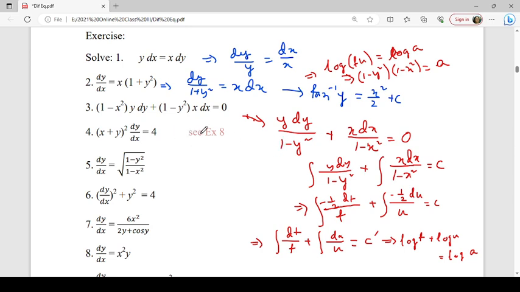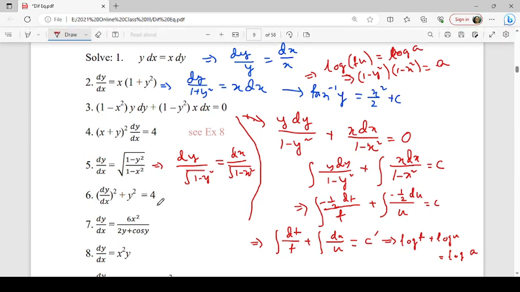Then number 4 is like example 8. Then number 5 we can have dy by root over (1 minus y square) is equal to dx by root over (1 minus x square), we are cross multiplying it, and after integration we will have, in this formula, sin inverse y equals sin inverse x. Then number 6, I will erase this.